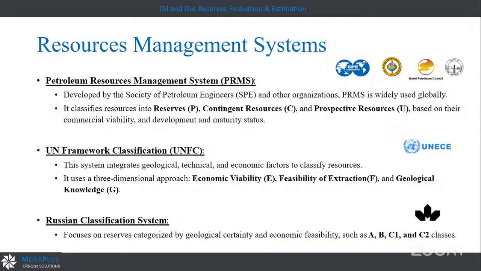The UN also has a classification system according to economic viability, feasibility of extraction, and geological knowledge, abbreviated as E, F, and G. They also classify according to confidence. If I say 1E, it's very high confidence. When I say 3E, it's lower confidence. The same for F and G. We also have the Russian classification system, which categorizes the reserves as A, B, C1 and C2. They are all management systems, but we are concerned with the oil and gas business dealing with the PRMS and something called the SEC, which we will see later.